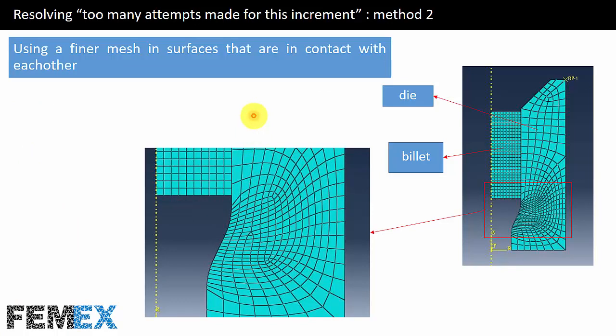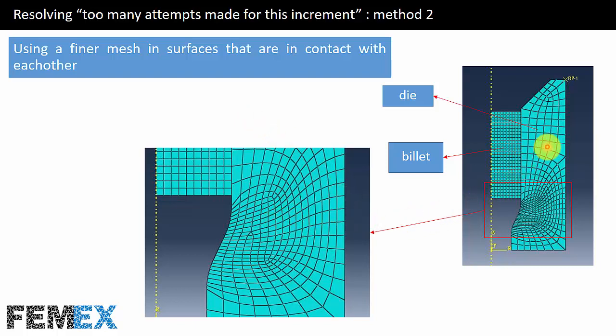Now I want to explain method 2. If you use Abaqus standard solver and there are contact interactions in the simulation, you must use a finer mesh in surfaces that are in contact with each other.